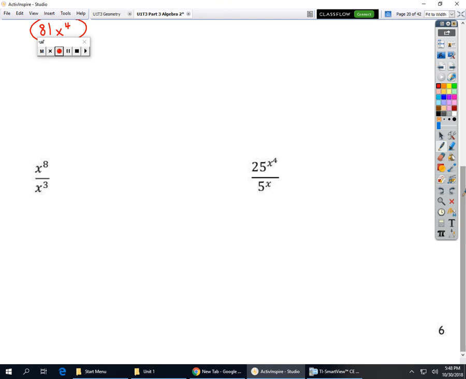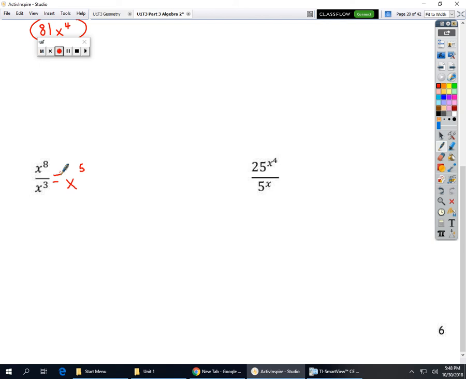Yeah, what's with these and the easy ones? All right, 8 minus 3 is just 5x to the 5th. Remember, when you are dividing stuff with exponents in it, you're really subtracting them.